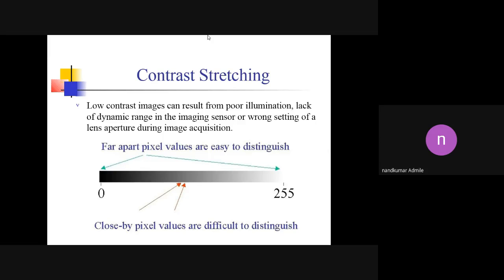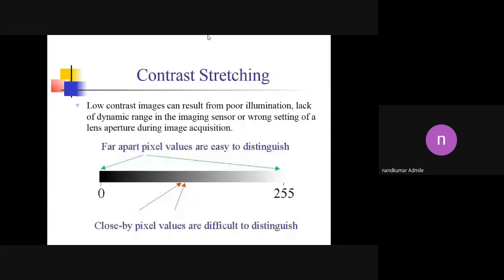In this case, contrast stretching is nothing but considering the brightness of that particular image. We can change the brightness by using contrast stretching. We can increase the brightness, and we can decrease the brightness. It depends on the pixel position. If we range the pixels from 0 to 255, and if we observe the slide, as we move from 0 to 255, we can observe a change in intensity.